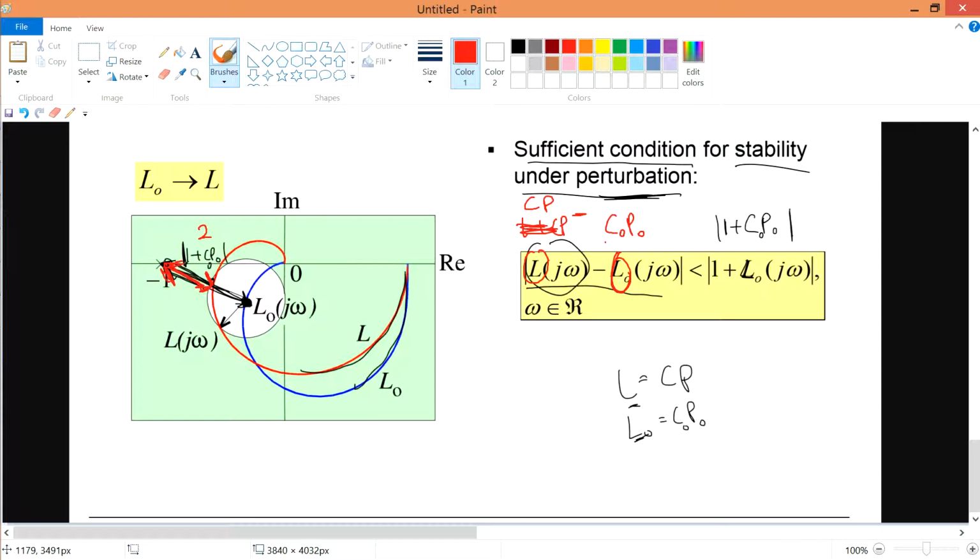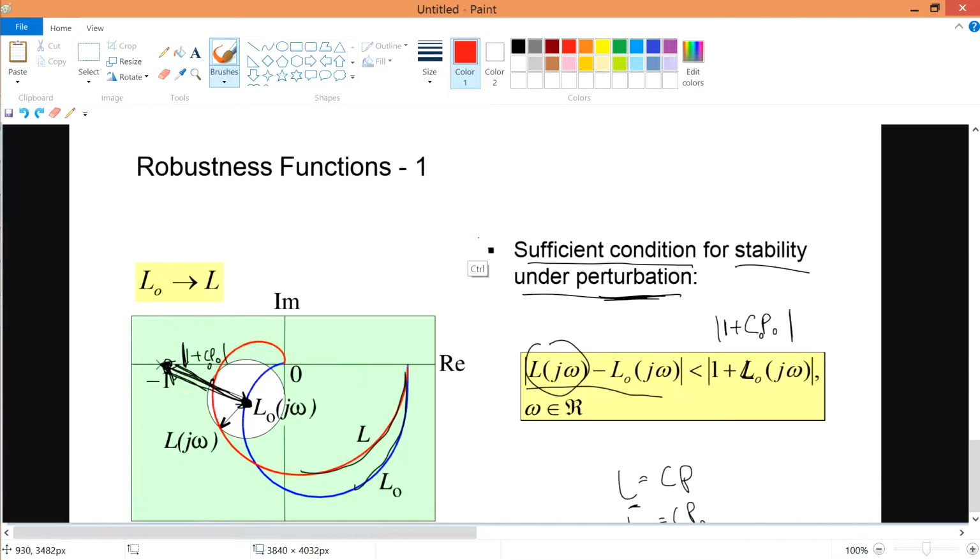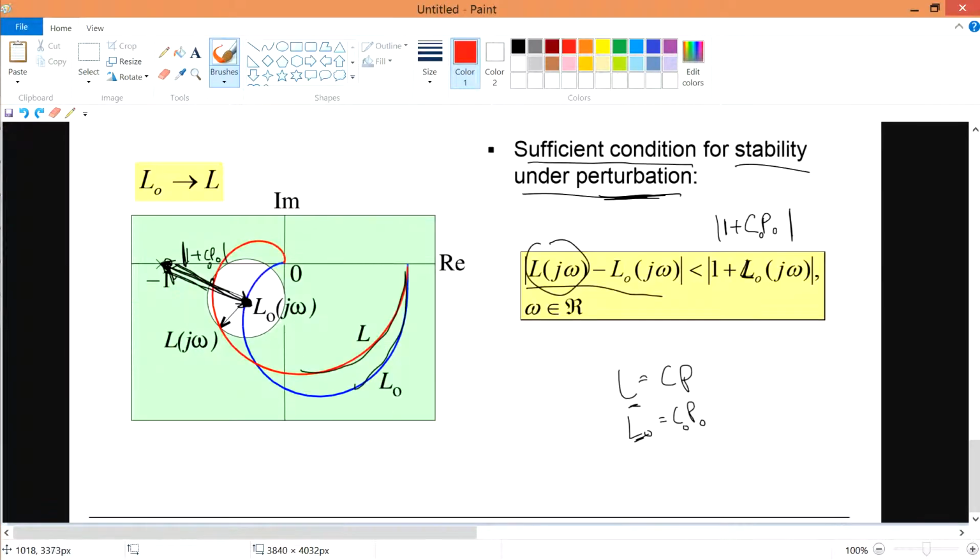And C naught P naught, as you know, is... let me put it in another way. I think this is a bit confusing. Let me put it in another way. 1 plus CP is simply this distance over here. There's no doubt about it. I mean C naught P naught. This L is CP minus C naught P naught.